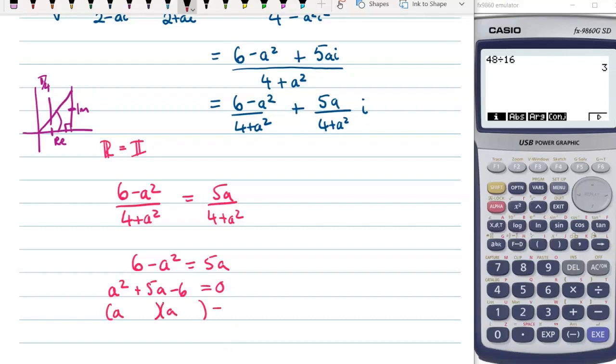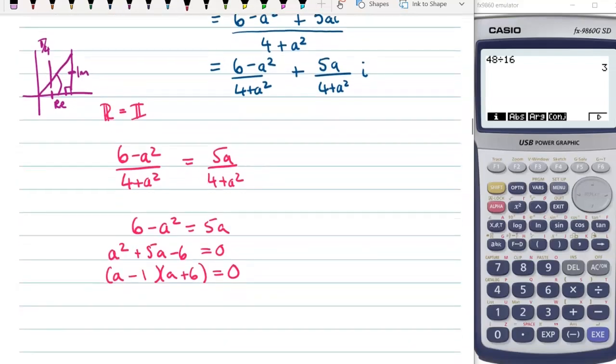For that, I think we can factorize here. So we would have minus 1 and a plus 6 will work. So a equals 1 or a equals minus 6.